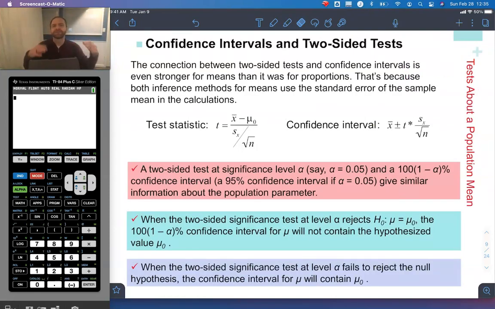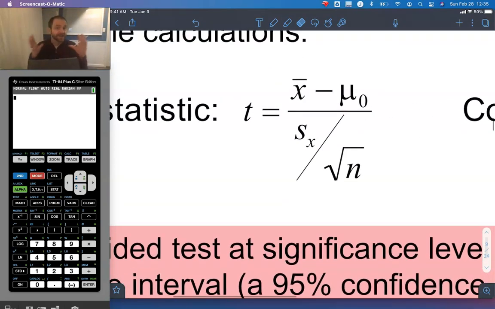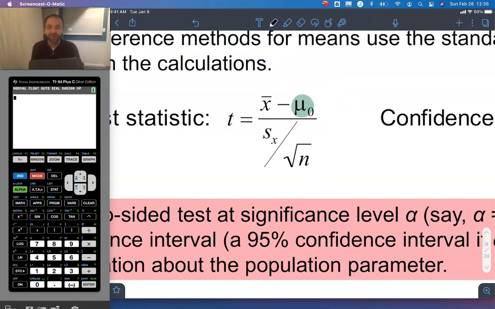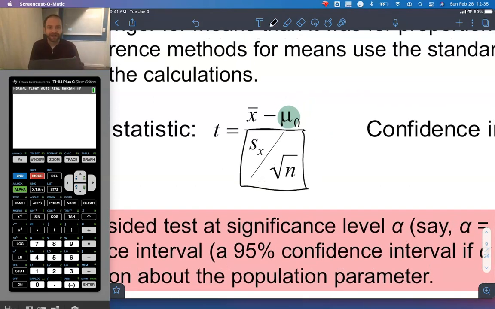And so for confidence intervals and two-sided tests, the connection between them is even stronger for means than it is for proportions. And we can prove that because we can look at the two equations as well. If I have here the test statistic for t, and that is the formula for it, what if I want to solve for mu? Because mu sub 0, that's the null hypothesis, isn't it? And so it's really interesting. If I want to solve for this, I would get rid of the denominator by multiplication. And so in that case, I'm going to have t times s sub x over square root of n. And let's see, that would equal x bar minus mu.